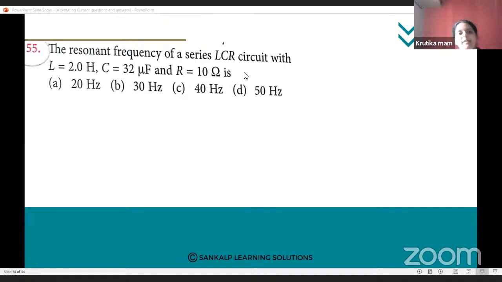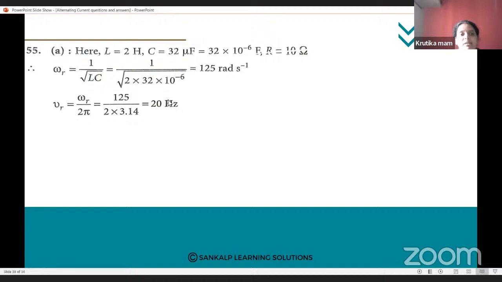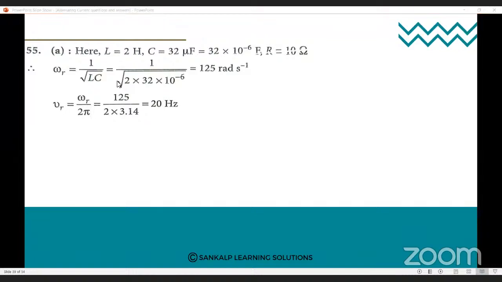The resonant frequency of a series LCR circuit with L is equal to 2 Henry, C is equal to 32 microfarad, R is equal to 10 ohm is. Resonant frequency you have to calculate. Resonance frequency is equal to 1 upon root of LC. So substitute all the values. Option A is the correct answer. Any doubt till now, whatever we have discussed, students? AC chapter is easy once you know the formula.